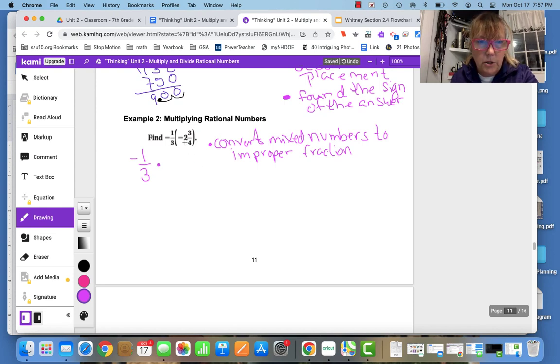So we take the 2 and we multiply it by the 4, and that gives us 8. And then we add the 3. So 8, 9, 10, 11. So we know that we have negative 11 fourths. And the next step is to multiply.